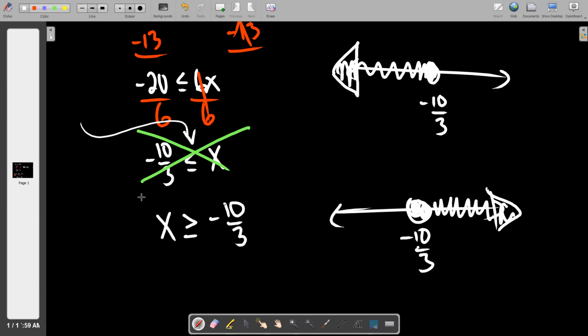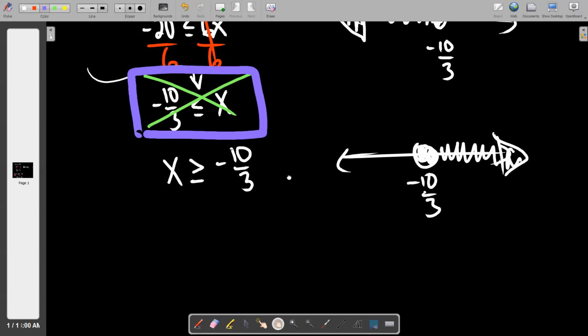And I will say there were a couple who very stubbornly left their answer like this one in the purple box and still understood how to graph it. So if you can do that, good on you. I'm not going to get in the way of that. But if you're going to graph it like a dodo bird, get your x on the correct side. All right. Any questions on that second one?